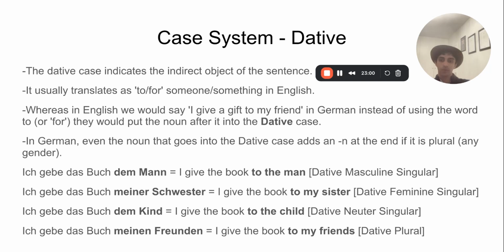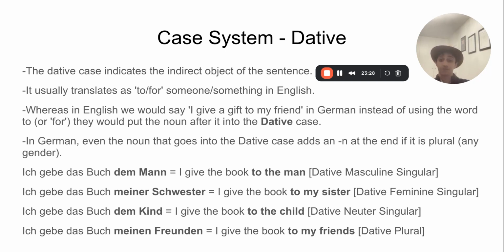Ich gebe das Buch meiner Schwester, meaning I give the book to my sister. Meine Schwester is in the dative singular, and that's a feminine noun. Ich gebe das Buch dem Kind, meaning I give the book to the child. That's an example of the dative singular for neuter nouns. And ich gebe das Buch meinen Freunden means I give the book to my friends. That's an example of the dative plural.